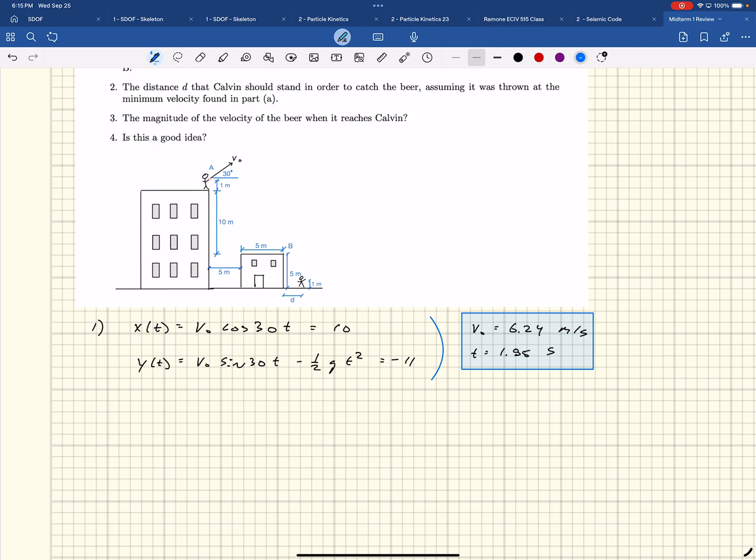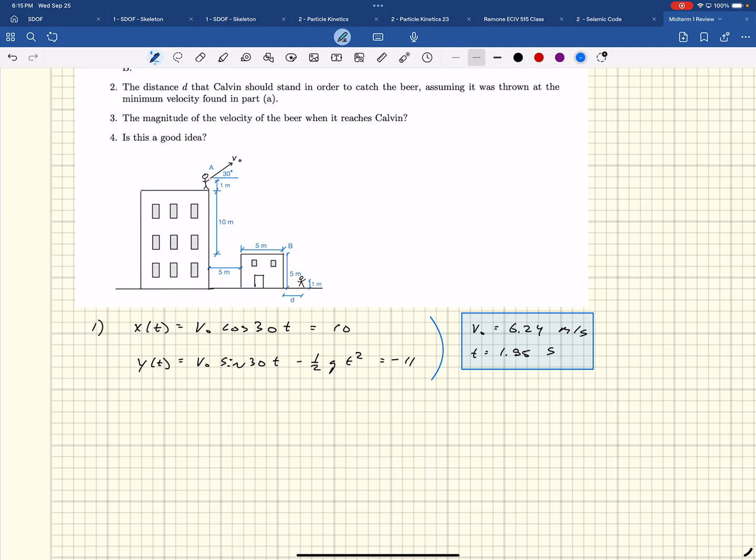Remember, we had the cannon that was shooting down and the thing was moving to the side. We had that where we set the position, we did this exact same thing. We set the two positions equal to each other. Actually, that problem was even more complicated because Calvin would have been moving around down there, right? Which you could do, right?